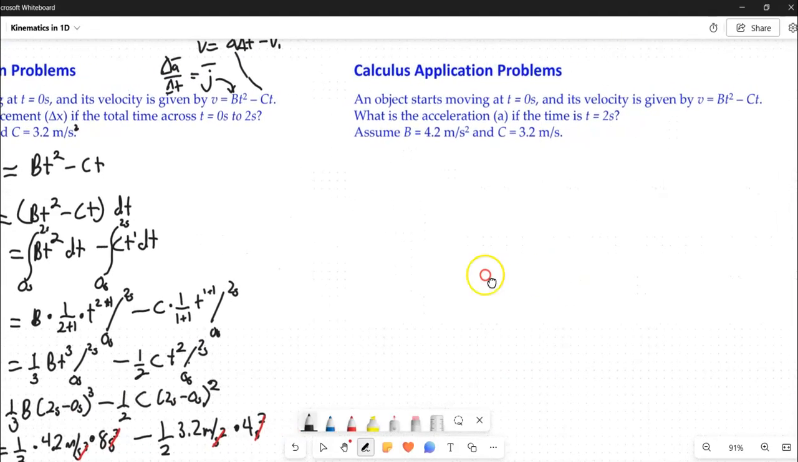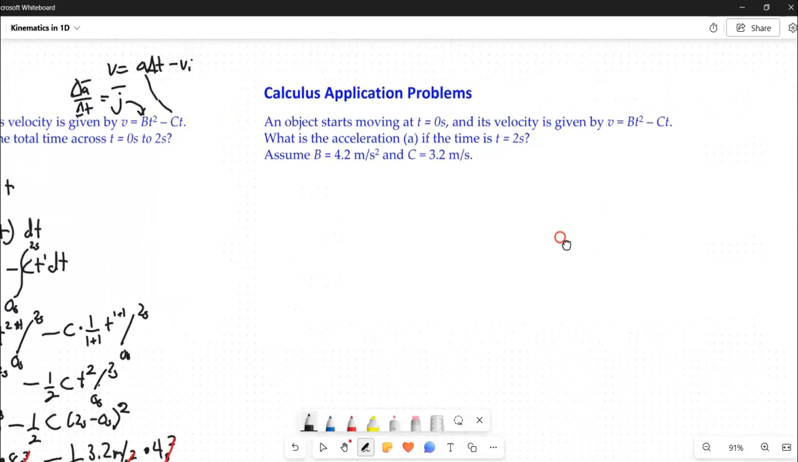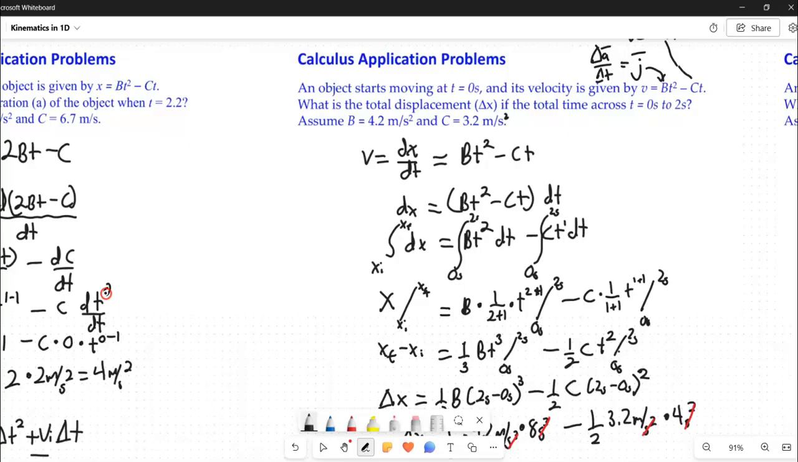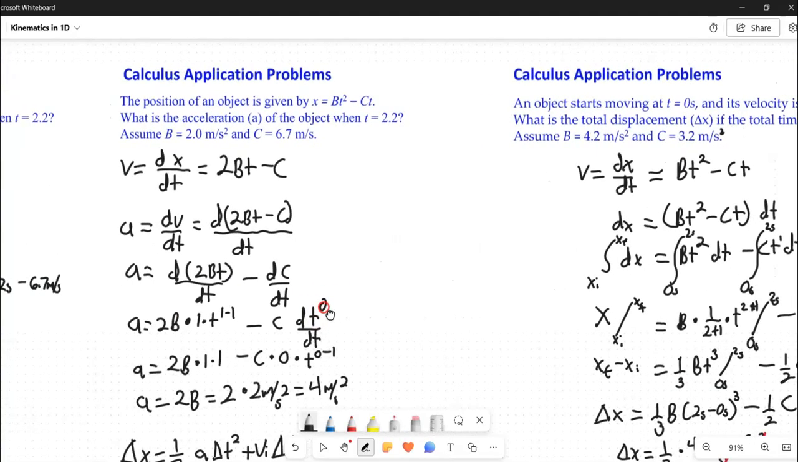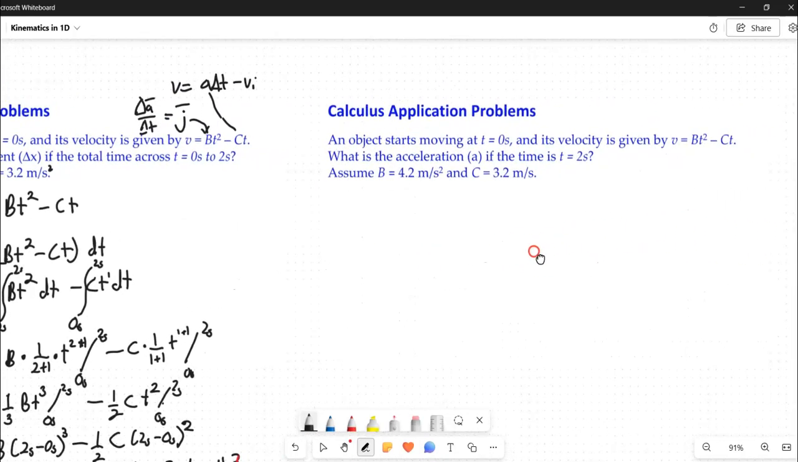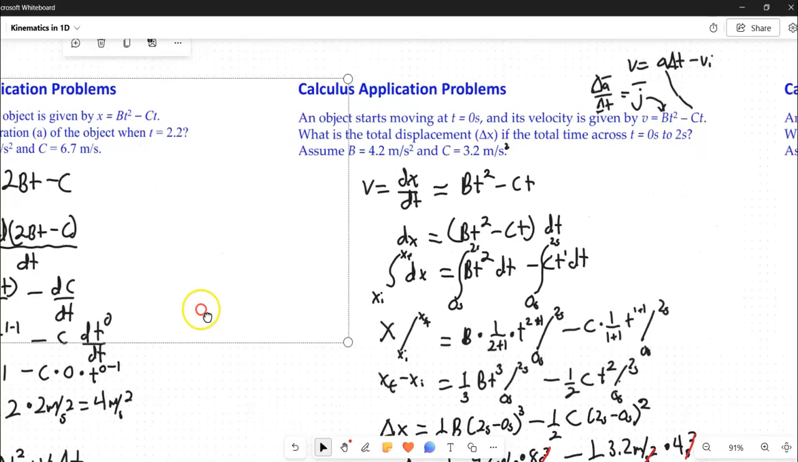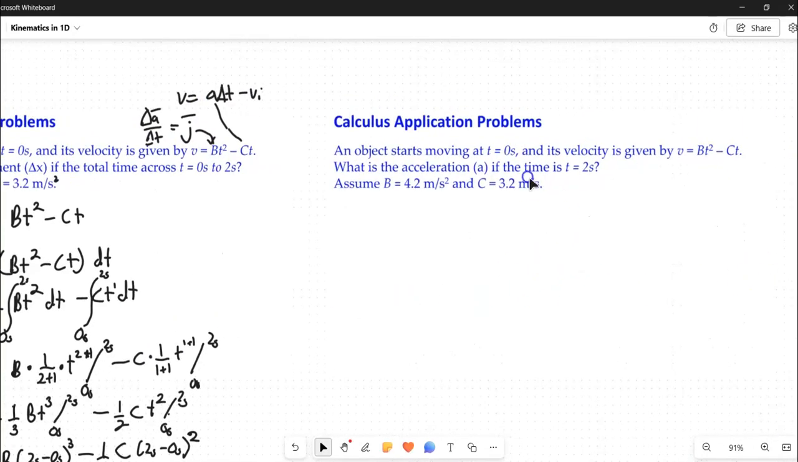Okay, let's do the last one here, which looks like it's equal to the first one. Yeah, I think we're actually done.